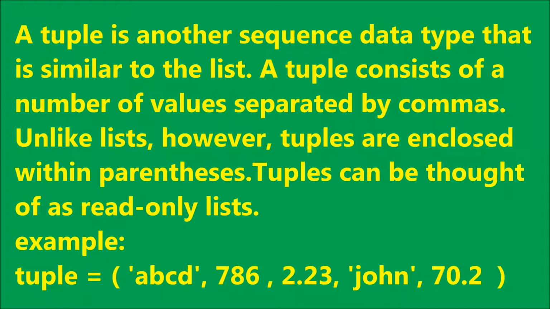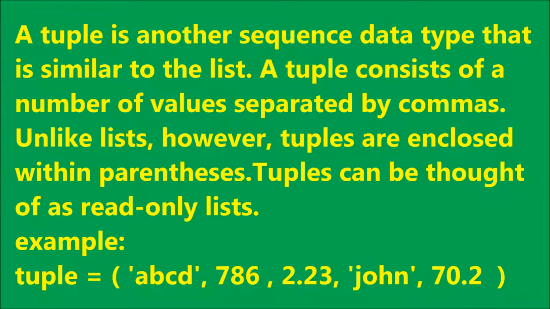Next is tuple. A tuple is another sequence data type that is similar to the list. A tuple consists of a number of values separated by commas. Unlike list, however, tuples are enclosed within parentheses. Tuples can be thought of as a read-only list. Example, tuple equals to, within parentheses, values are given here.